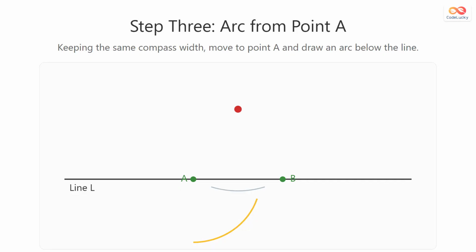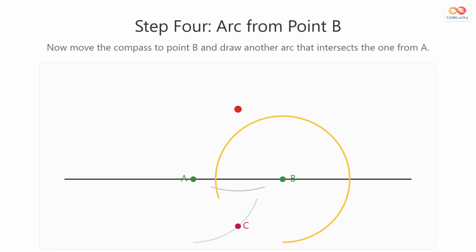Without changing the width of your compass, move the needle from point P to one of the new intersection points, point A. From there, swing a new arc below line L. Next, again keeping the compass at the same width, move the needle to the other intersection point, point B. Swing another arc from point B, making sure it crosses the arc you just drew from point A. We will call this new intersection point C.